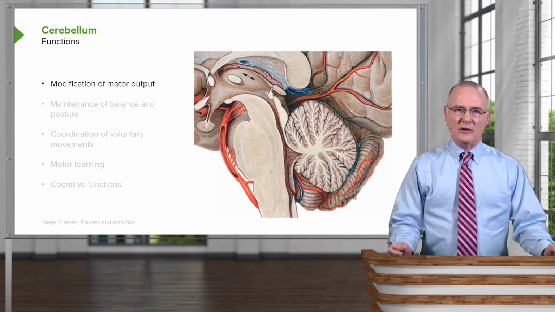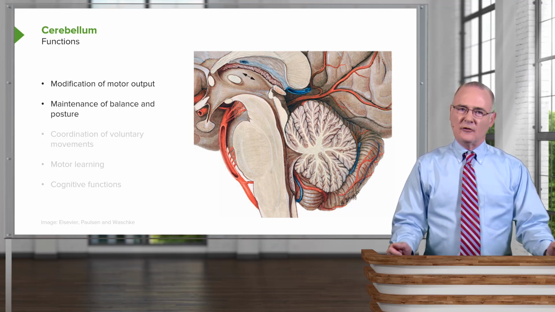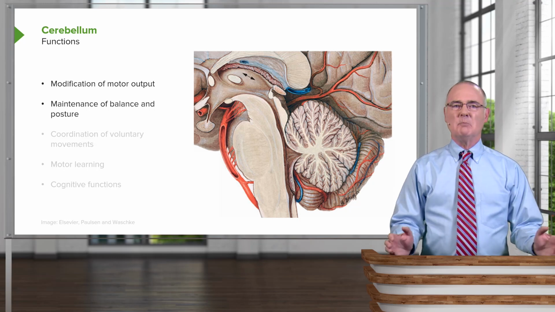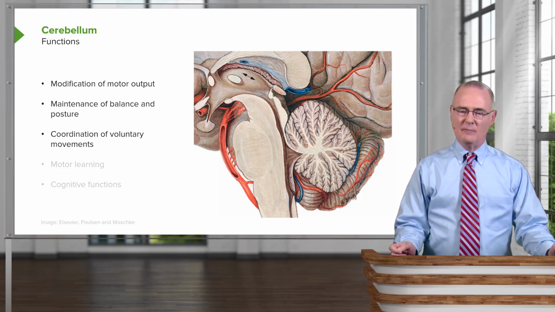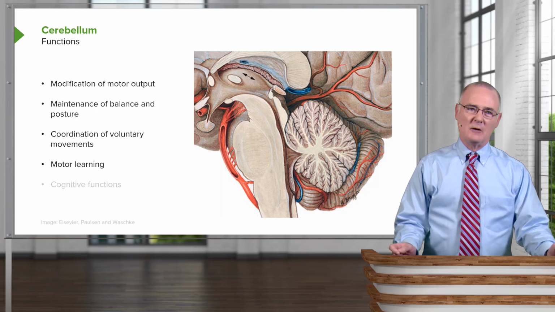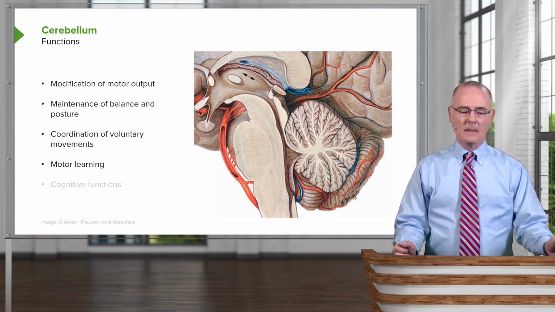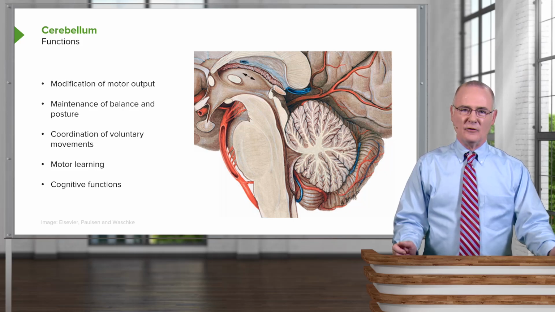One of the primary functions of the cerebellum is to modify motor output to ensure that it is smooth and moving in the right direction. It's also involved in the maintenance of our balance and posture. It helps to coordinate our voluntary movements. It's involved also in motor learning or motor skill learning. How to ride a bicycle, how to tie shoes are simple examples of motor learning. And it's also involved in cognitive functions.